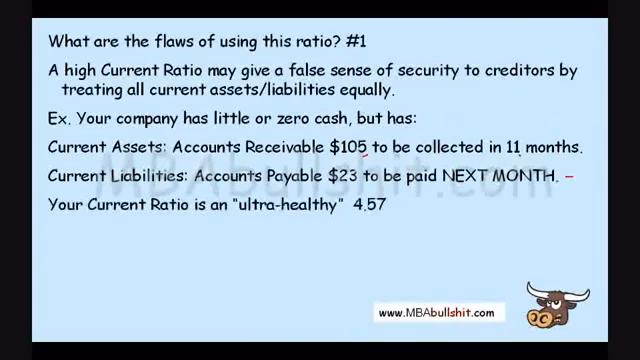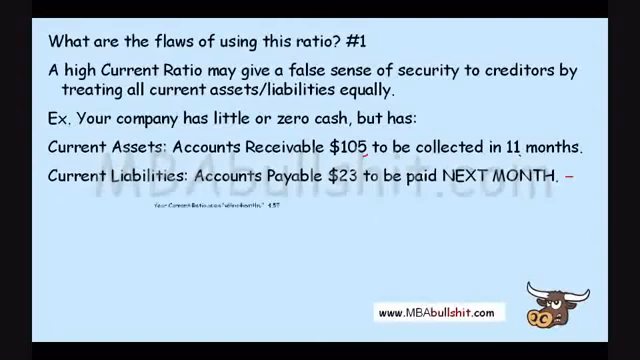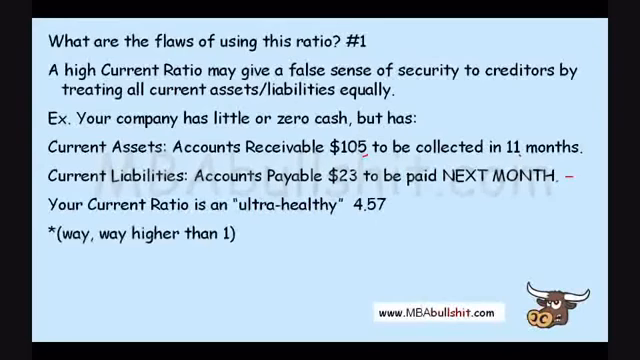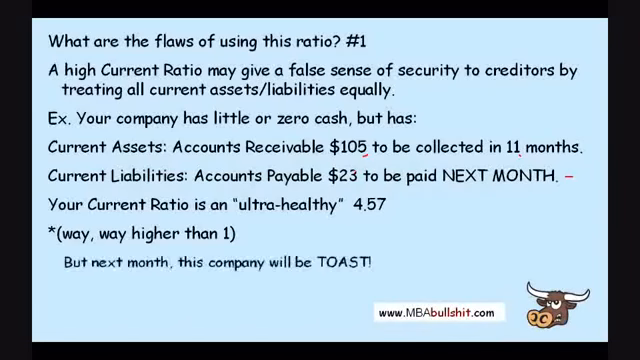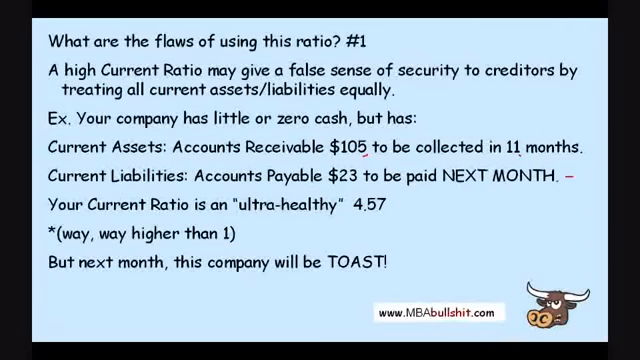Okay? Well, if you try to find the current ratio, you'll find that your current ratio is an ultra healthy 4.57. It's way higher than 1, than the threshold of 1. So this indicates that your company is very healthy. But actually, as you can see, next month this company will be toast.